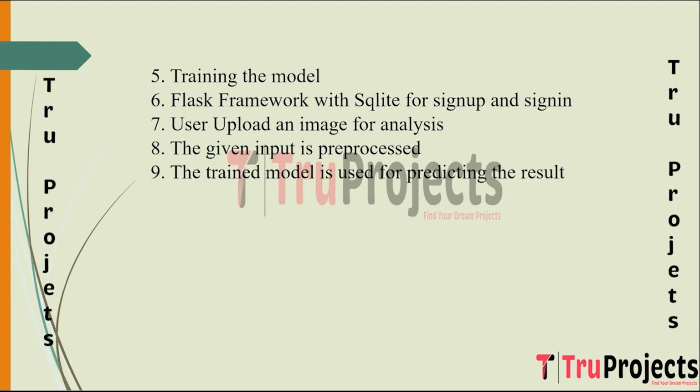The trained model is used for predicting the result. The pre-processed image is passed through the trained hybrid CNN model for prediction. The model applies its learned features and weights to classify the given fundus image into specific stages of diabetic retinopathy. Final outcome is displayed through the front end. The predicted result indicating the classification of diabetic retinopathy for the uploaded image is displayed on the front end of the web application. Users can view the outcome of the analysis, often accompanied by additional information or recommendations based on the predicted stage of retinopathy.